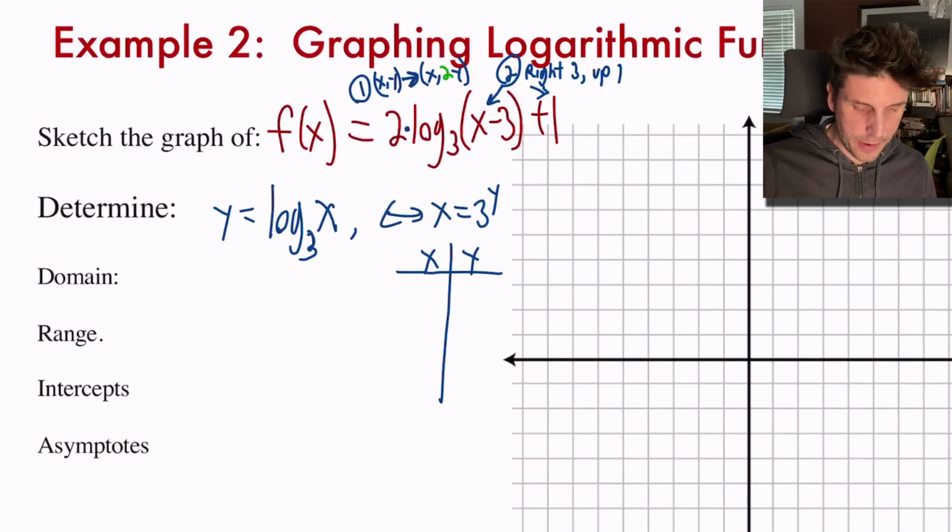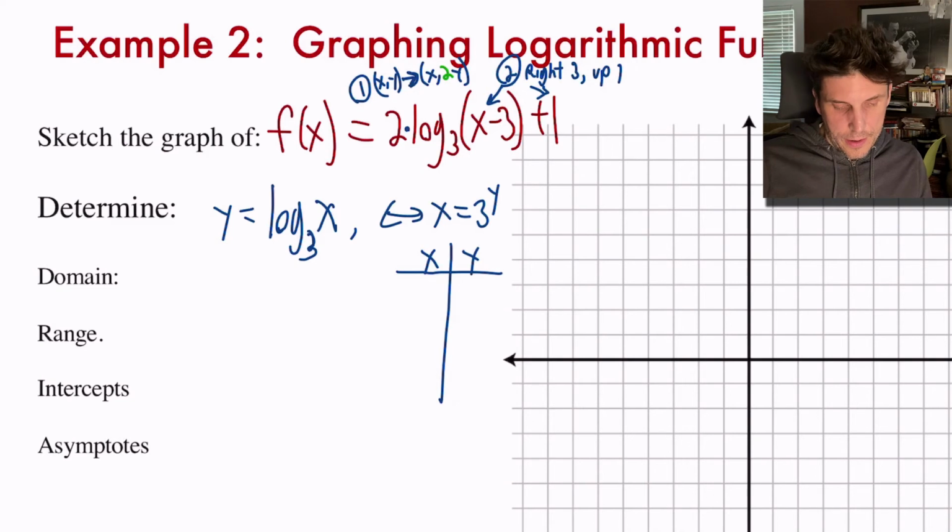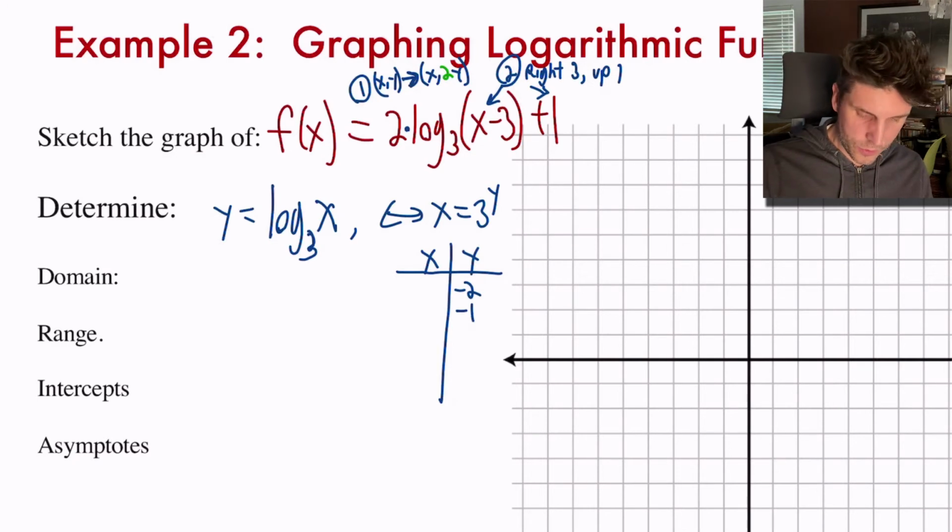Well, if I would like to look at when y is equal to negative 2, negative 1. Well, actually, y can't be. No, I'm sorry, it can.